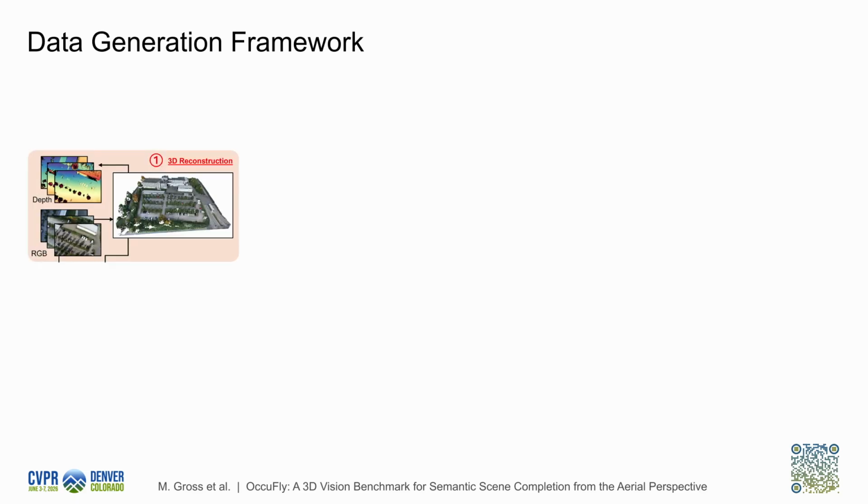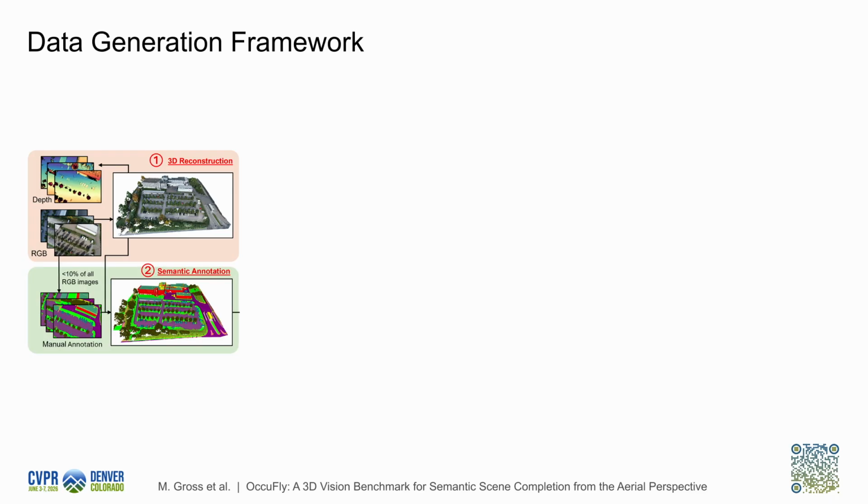Our proposed data generation framework consists of 4 modules. First, we acquire geo-referenced images from a UAV to apply traditional multi-view reconstruction, which generates a metric 3D point cloud and dense metric depth maps. This approach additionally yields 2D to 3D correspondences, allowing image pixels to be associated with reconstructed 3D points.